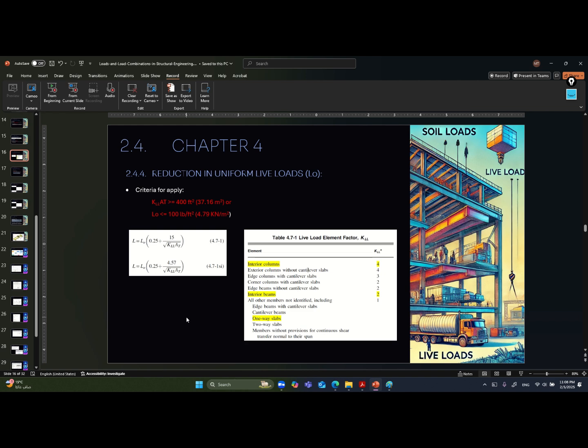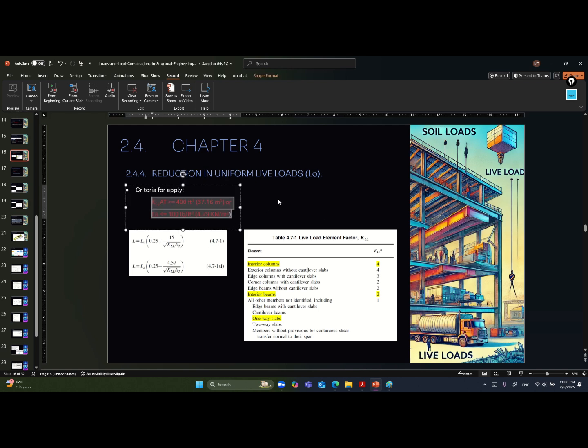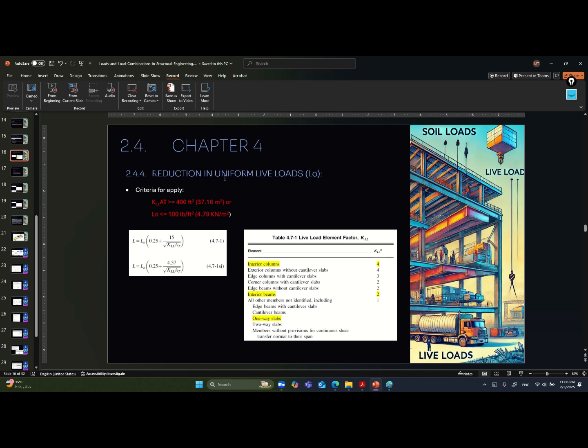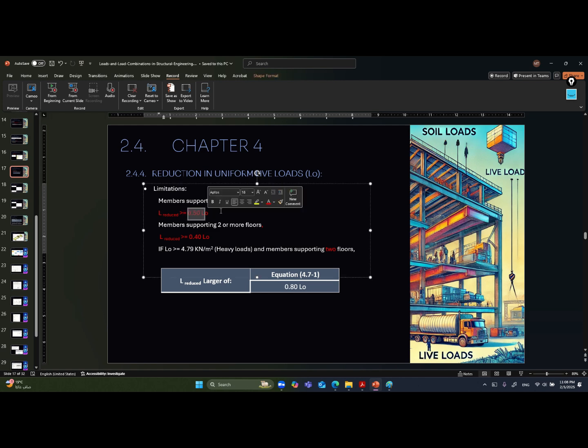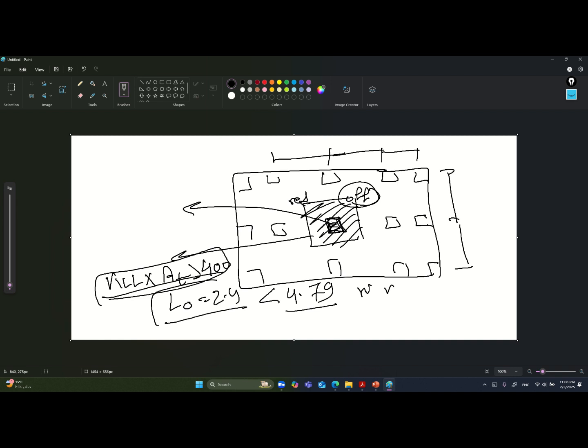He will not tell you to use the reduction, but according to the case that is shown, if this criteria has been met, then you need to reduce the uniform load. Of course, there are limits, meaning that the reduced live load shall not be less than half the value if it is a member supporting one floor, like this column supporting only one floor.